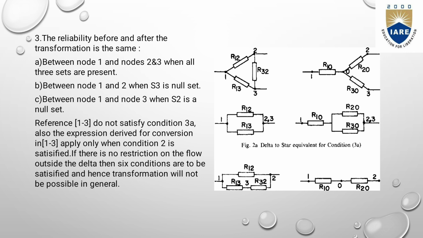And the next is the reliability before and after the transformation is the same. Between node 1 and nodes 2 and 3, when all three sets are present, between node 1 and 2 when S3 is a null set, and between node 1 and node 3 when S2 is a null set. So references 1 to 3 do not satisfy the condition 3a. Also the expression derived for conversion in 1 to 3 apply only when condition 2 is satisfied. If there is no restriction on the flow outside the delta, then 6 conditions are to be satisfied and hence transformation will not be possible in general.